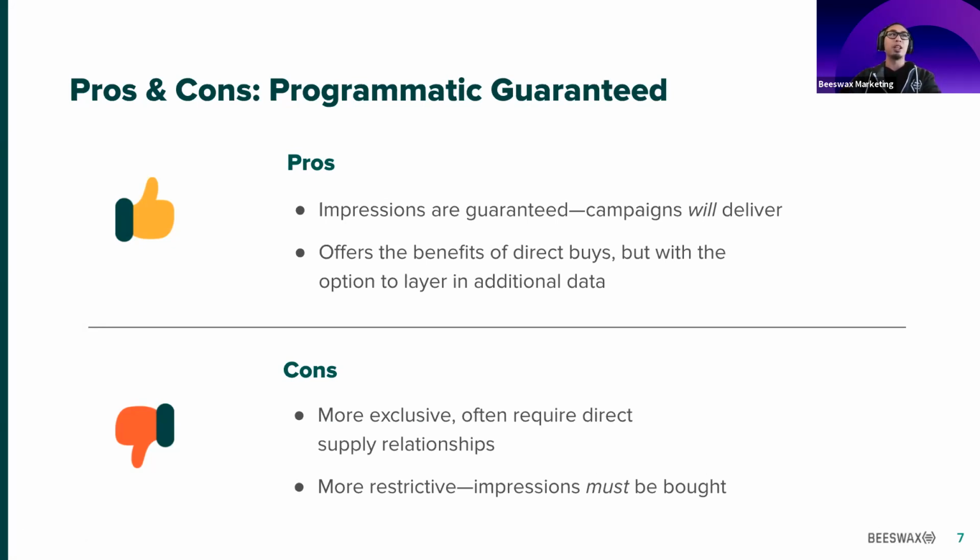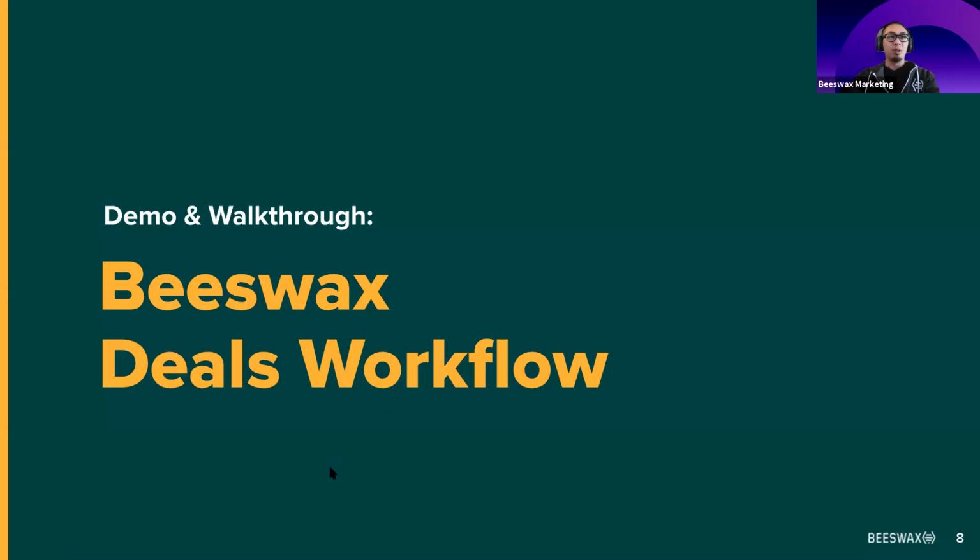So there is an option to layer in additional data. That said, it does require a direct supply relationship, and frequently an SSP can broker an introduction, so that's typically taken care of. However, again, there is the restriction that impressions must be bought. So definitely something to keep in mind when running a programmatic guaranteed campaign. So that's the quick overview of the pros and cons.